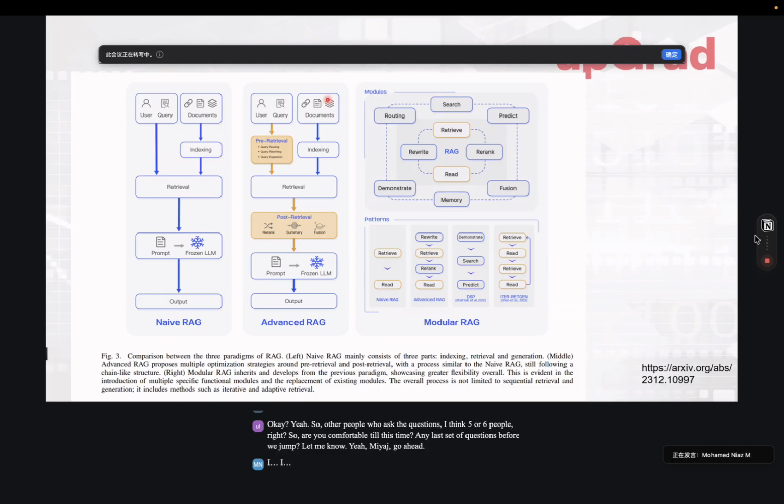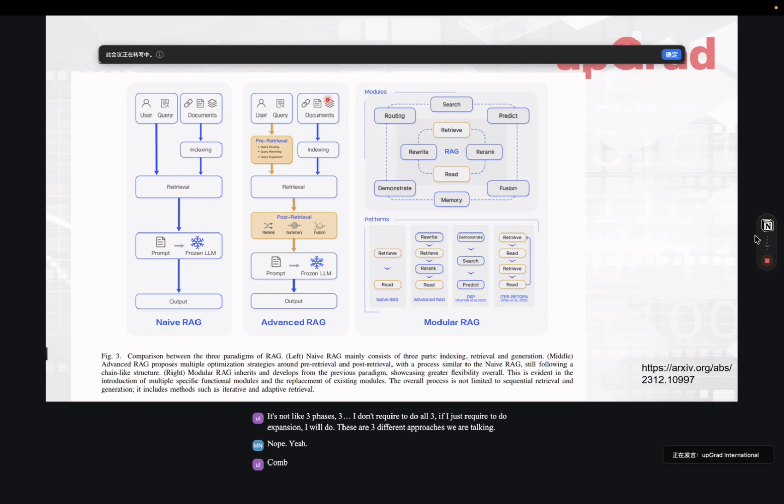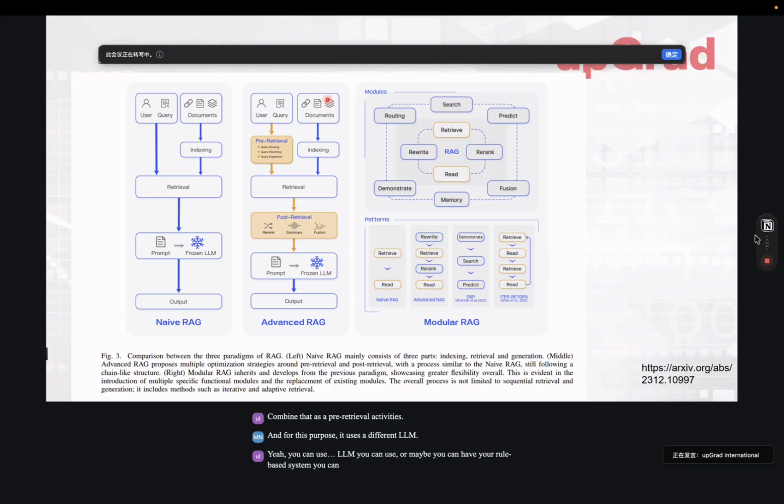Yes, Professor, this advanced RAG pre-retrieval, it has 3 phases: the query routing, rewriting, and expansion. It's not like 3 phases. I don't require to do all 3. If I just require to do expansion, I will do. These are 3 different approaches we are talking about. Combine that as pre-retrieval activities. And for this purpose, it uses a different LLM? You can use an LLM, or maybe you can have your rule-based system. You can think about, suppose some keywords are there.